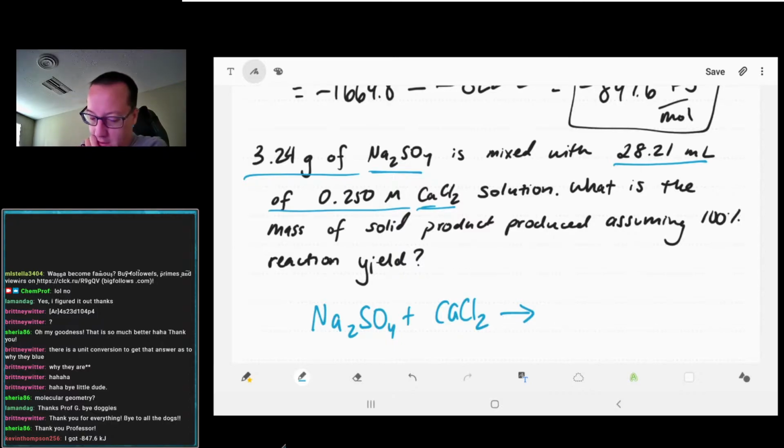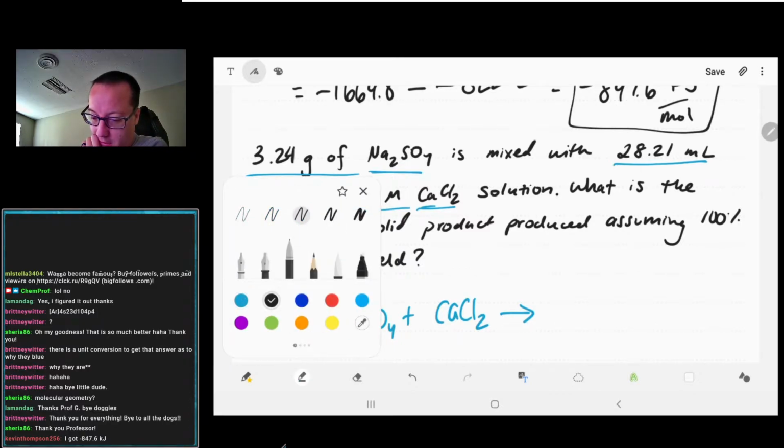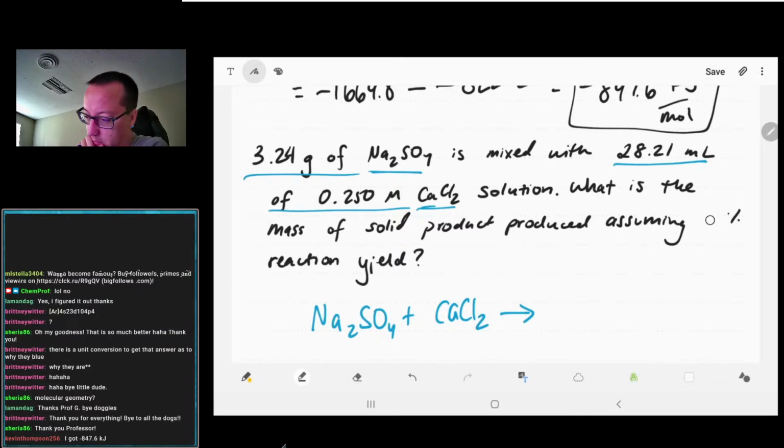Actually, for us, let's do the theoretical, or here, let's say we have a different yield. Assuming 78.9% yield, because actually this should work without that. Okay, there we go. I've changed the problem to throw in the percent yield type thing for us as well. So we've got to predict the products for this, right?